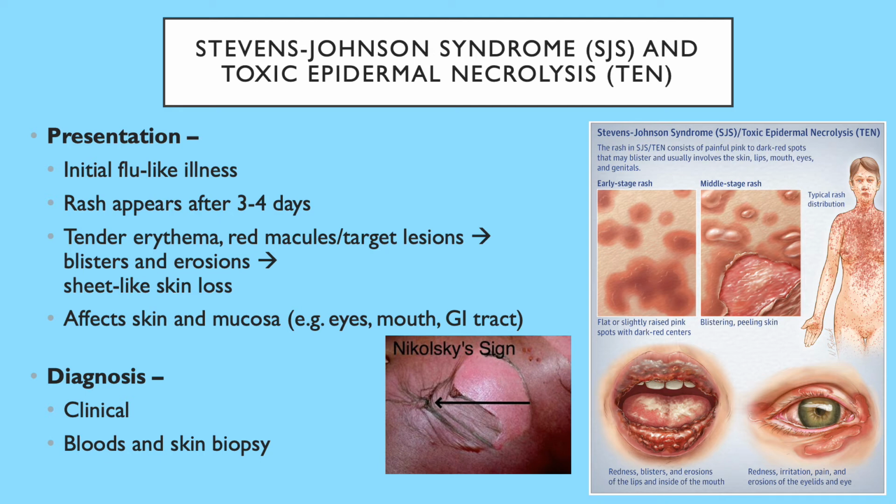SJS and TEN affect the skin and the mucosa, so they may involve the eyes, mouth, pharynx, upper respiratory tract, gastrointestinal tract, urinary tract, and genitals. This acute phase lasts 1 to 2 weeks. In terms of diagnosis, it is a clinical diagnosis. Bloods can assess the severity of the disease, and a skin biopsy is also helpful, showing full thickness epidermal necrosis.